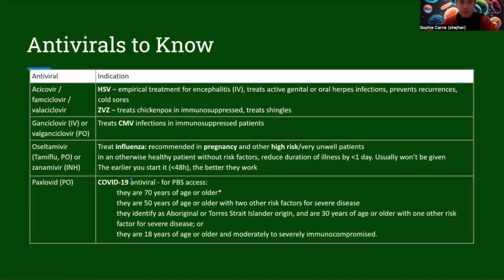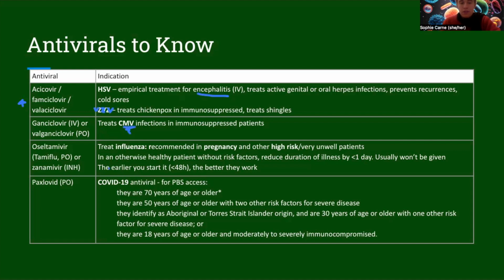So there are a few antivirals that it is good to know. The first ones are acyclovir, famciclovir, valacyclovir, used for herpes and varicella zoster. For varicella, you'd be using them for the immunosuppressed patients, and you can also use them for shingles. They're especially useful in HSV for encephalitis, but also for genital or oral herpes, and they can prevent recurrence. Ganciclovir is used for CMV.